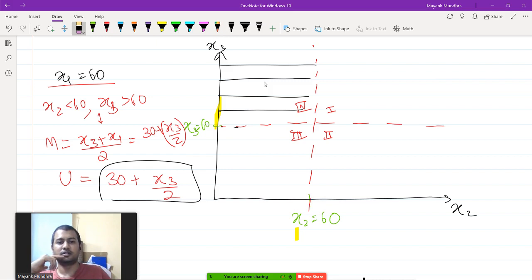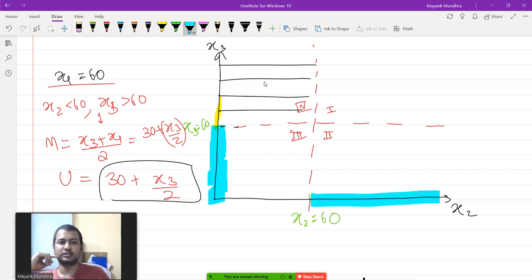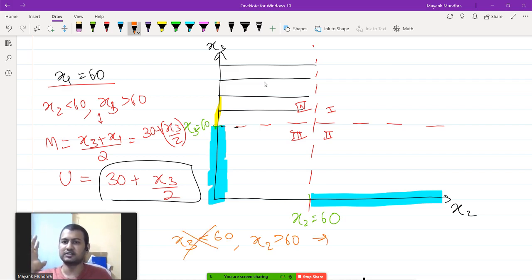Let's talk about when x3 is less than 60 but x2 is greater than 60. In that case you drop off x3, since x3 is going to be the lowest. Remember, x1 is already fixed at 60. So when x3 is less than 60, you will drop off x3. That becomes the lowest score.